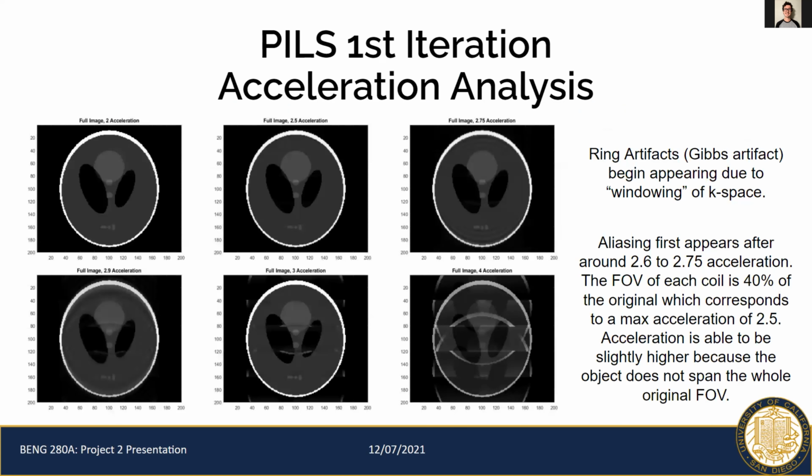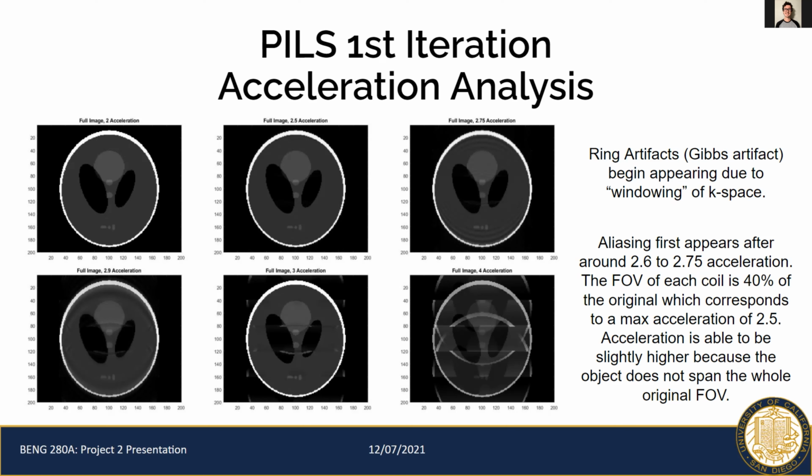Next. So we did a little bit of an acceleration analysis on that first iteration. A couple things to point out: looking at about 2.75 acceleration, you begin to see some ring artifacts around the edges, which appear due to a windowing of K-space. One of the limitations of our method is that it slightly weights the lower frequency components over higher ones. So if you have a decimal point acceleration, you get rid of more of the higher frequency lines, which causes a little bit of that ringing.